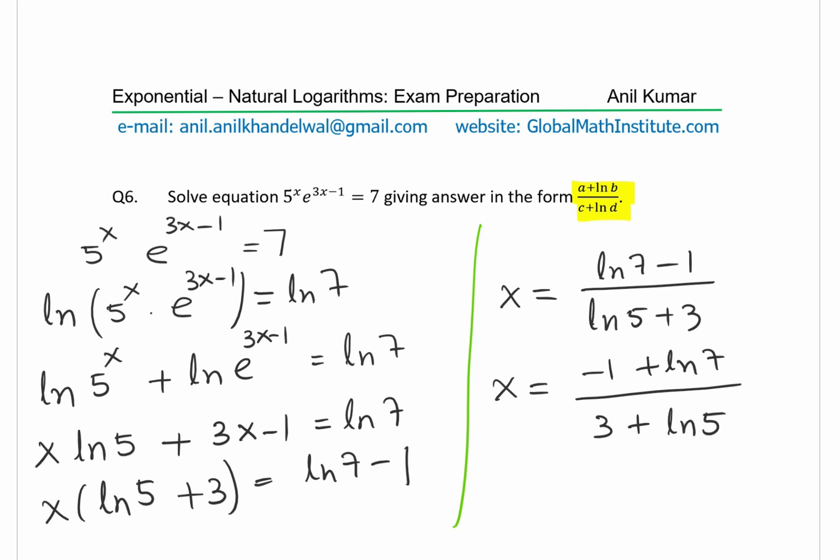Correct? So basically what you need to do here is take logarithms both sides, natural log, and then apply the law for addition, product to addition. Combine the x terms and then you can isolate x very easily. So that is how you get your answer. Okay, let's take question number 7.